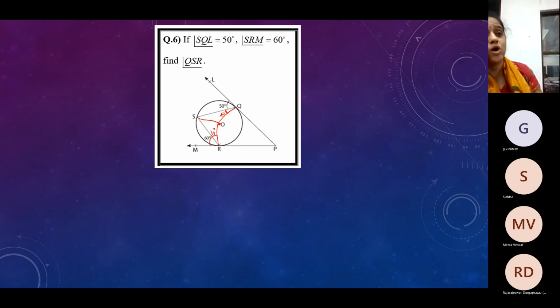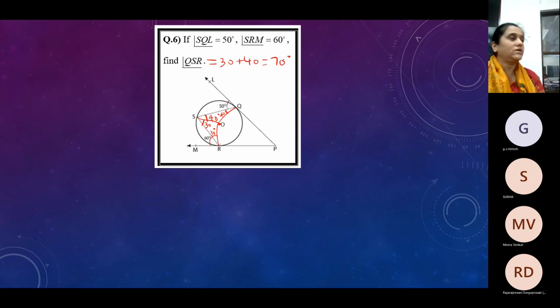What is the isosceles triangle property? So this angle is also 30 degrees now. Similarly, here this is 40 degrees. What is it that we have to find? QSR. What will be QSR? 30 plus 40, 70. All right.